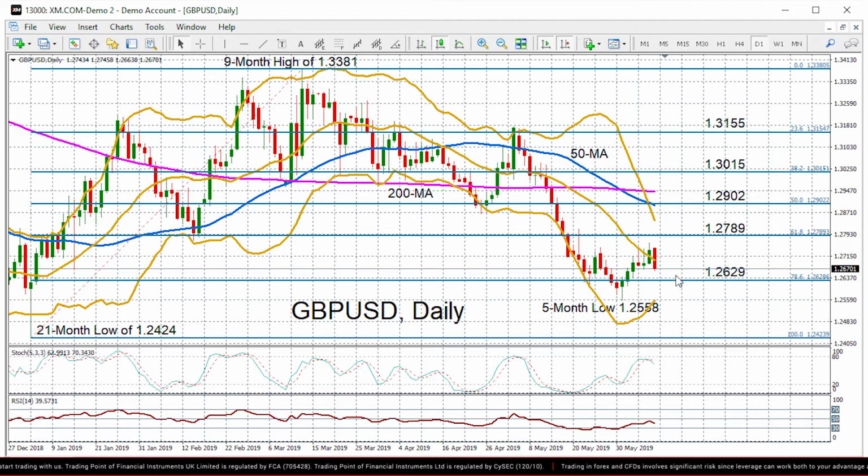If though we do see prices recovering, the nearest resistance to the upside is the 61.8% Fibonacci retracement at 1.2789. We then have a series of key lines: the upper Bollinger Band, the 50-day moving average, followed by the 200-day moving average. So the key area there is the 1.29 handle. If prices manage to recover above that region, that would shift the short-term picture to a decisively bullish one, as well as the medium-term picture from the current bearish one to a more neutral one.